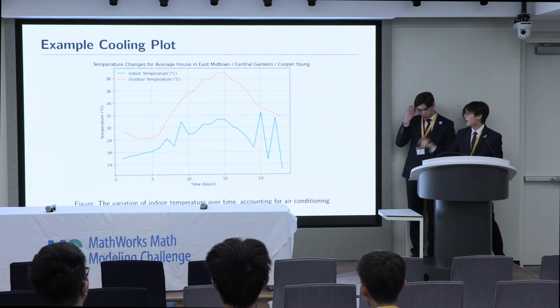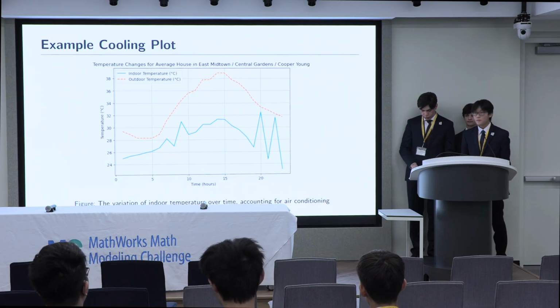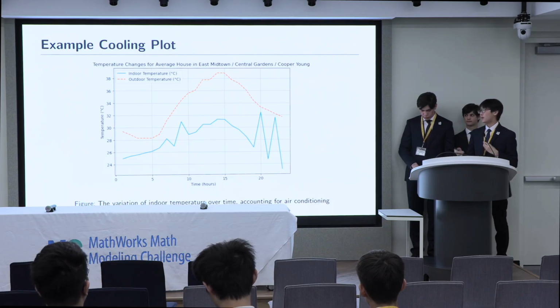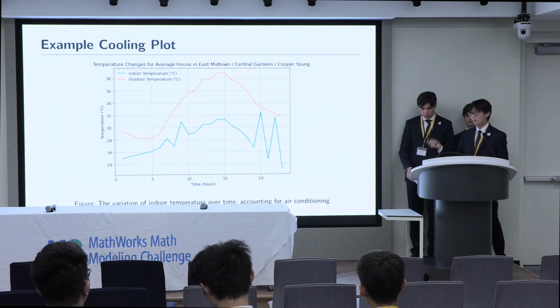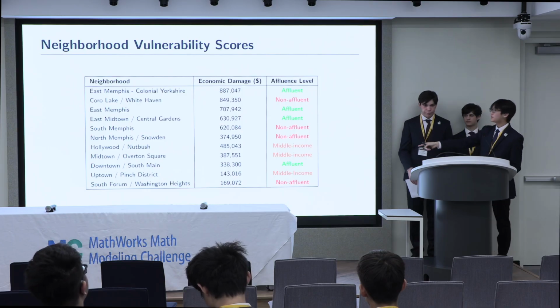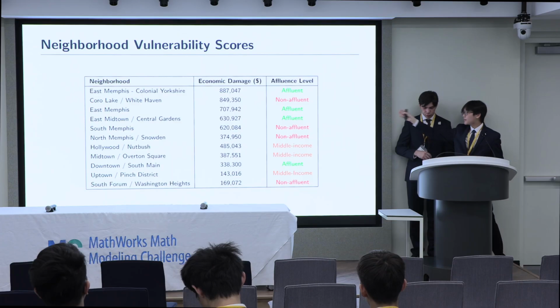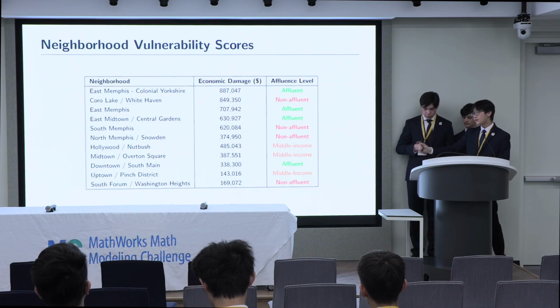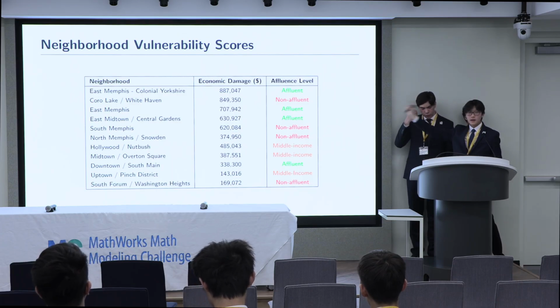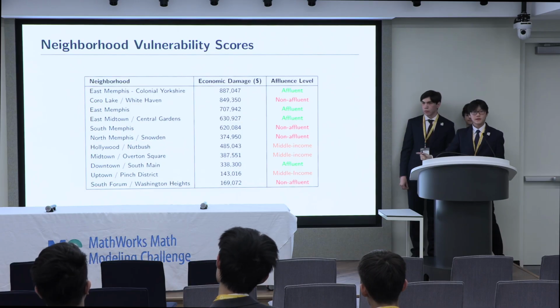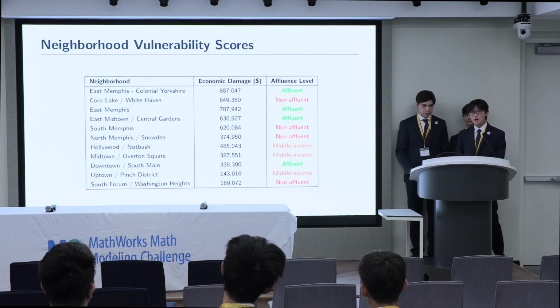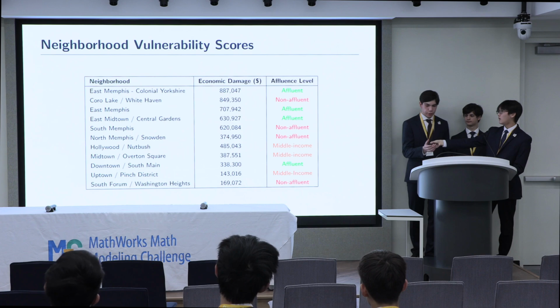And based on the amount of time that the air conditioning unit is switched on, we can calculate the cooling cost based on the cost of energy as per what we calculated in question 2. So in terms of neighborhood vulnerability scores, we see quite a large variety. One would expect affluent neighborhoods to dominate the table, but we actually think that the most clear pattern is that the neighborhoods with the highest economic damage are those that are the most lived in. So we actually think our metric protects the most people.